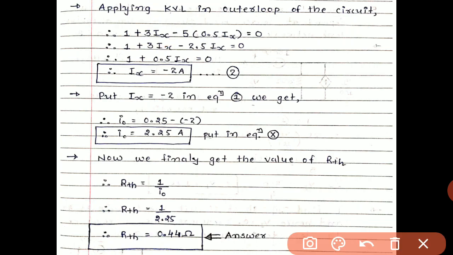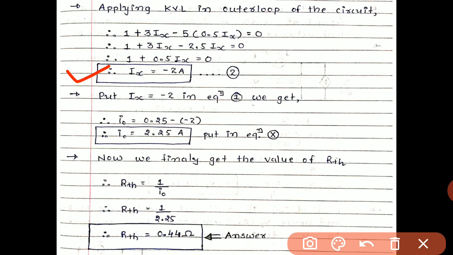And why is this 1 volt source positive? Because it is in discharging mode. We keep the direction positive to negative, so in discharging mode the sign of the voltage source is positive. By simplifying all this, we get the value of Ix, that is minus 2 ampere. So we have Ix.